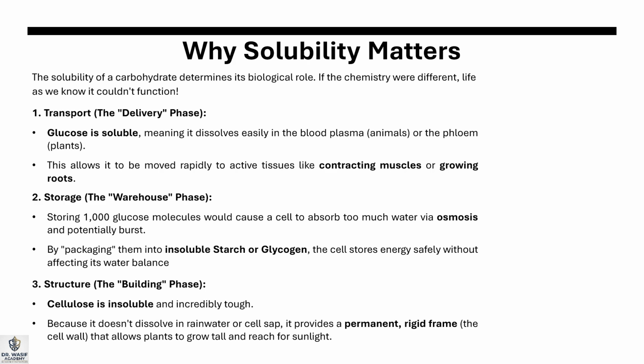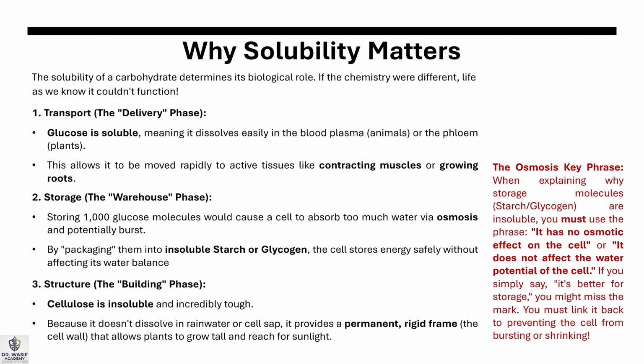And finally is the structure. Cellulose is insoluble and incredibly tough, as has been discussed earlier, okay? And because it does not dissolve in rainwater or cell sap, it provides a permanent rigid frame. This is what allows a tree to grow hundreds of feet tall without collapsing.